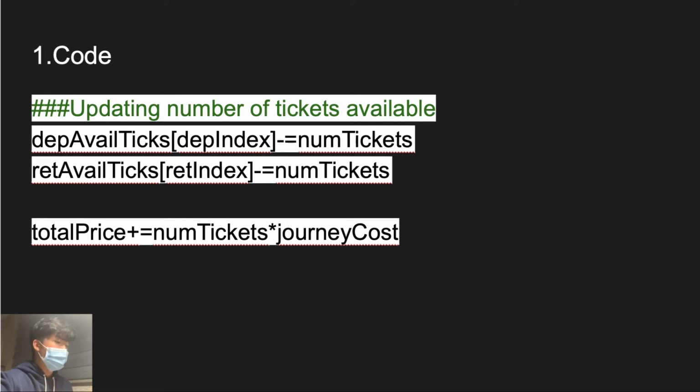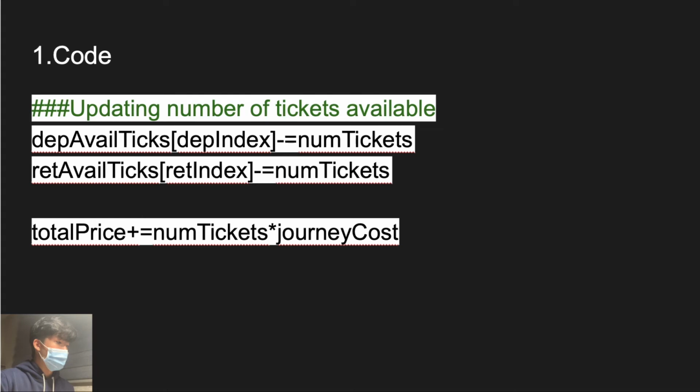And finally, you would add the number of tickets times journey cost, which is the cost of departing and returning, to the total price. Just don't get confused: the plus equals and minus equals signs are for totaling. You don't have to write total price equals total price plus num tickets times journey cost. In Python, you can just simply write this.